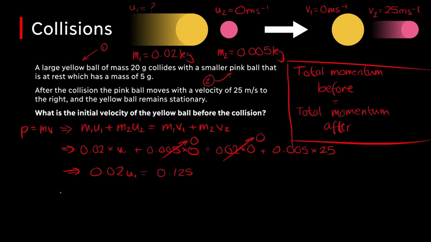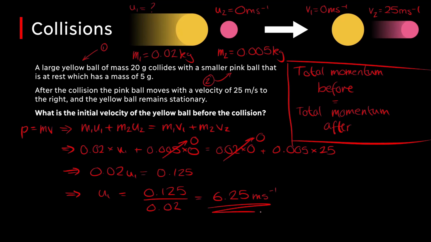Rearranging to make u1 the subject, so dividing 0.125 by 0.02, gives us 6.25 meters per second as the initial velocity of the yellow ball before the collision.